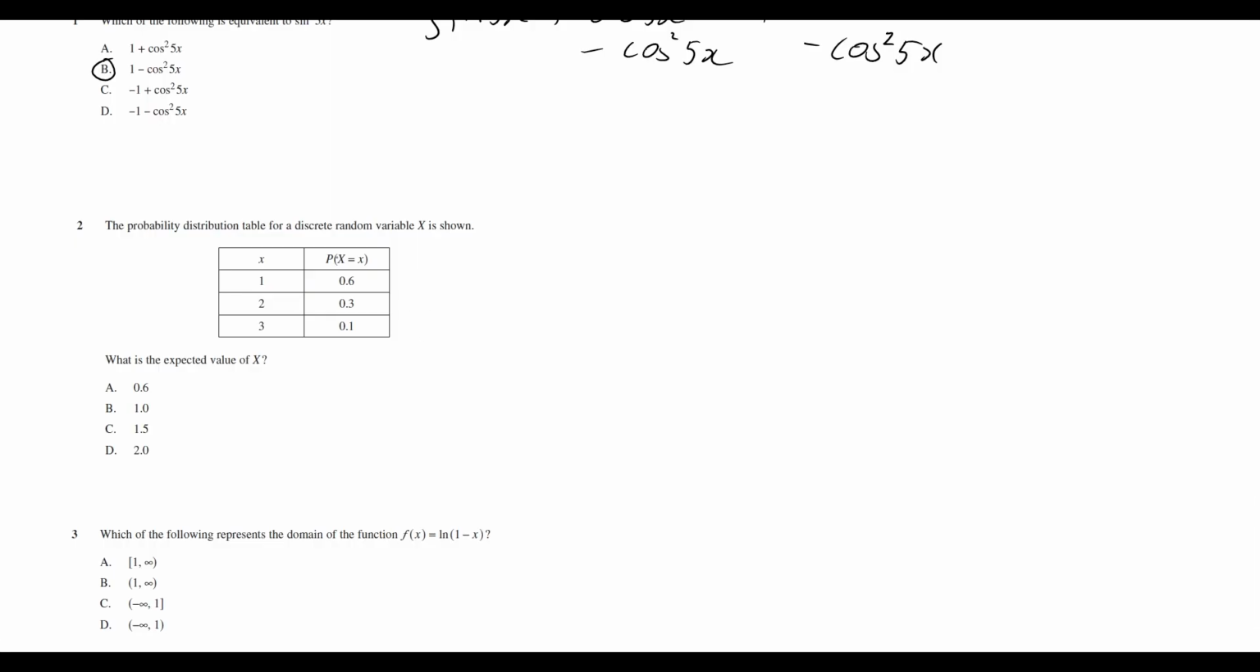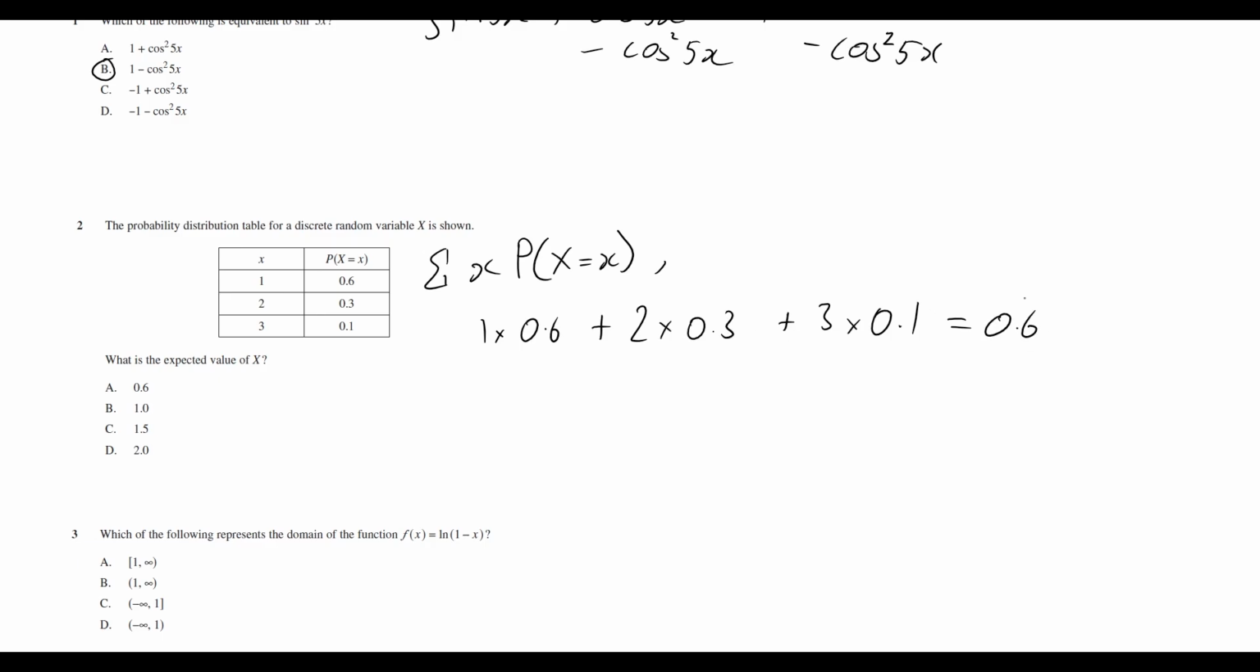Question 2. The probability distribution table for a discrete random variable x is shown. What is the expected value of x? To determine the expected value, we multiply each x value by the probability of x equals x, and sum those all up. So we'll have 1 times 0.6 plus 2 times 0.3 plus 3 times 0.1. 1 times 0.6 is 0.6, 2 times 0.3 is again 0.6, and 0.1 times 3 is 0.3. Adding those all up, we get 1.5 as our answer, and that leaves us with option C.